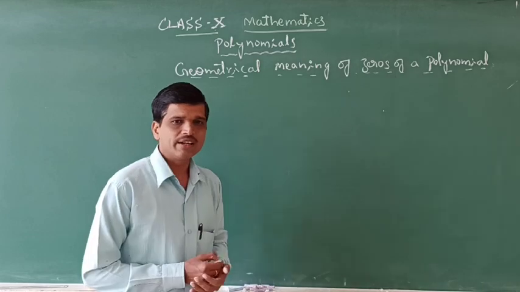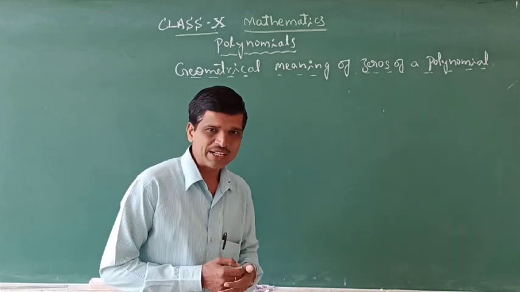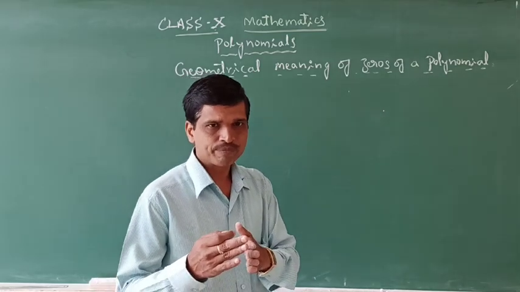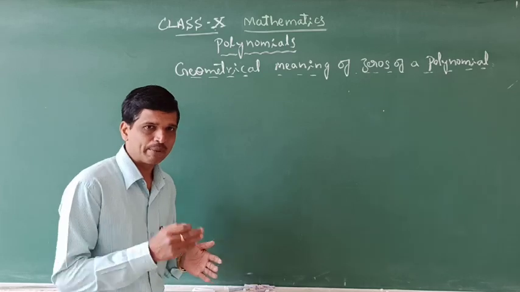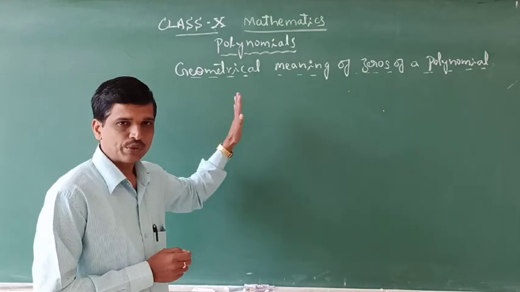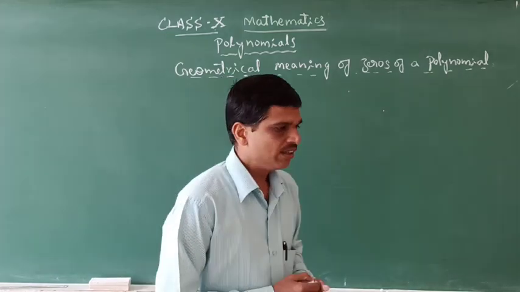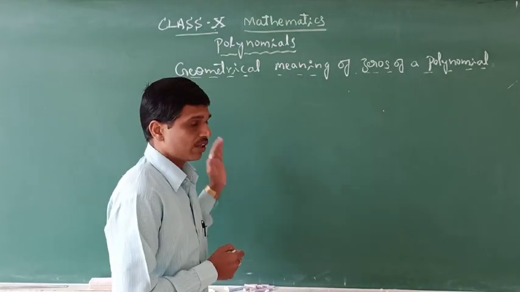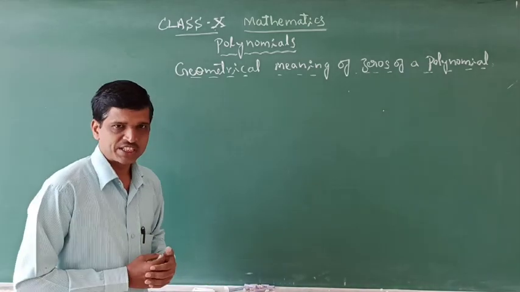Yes, you know that already. What do you mean by zeros of a polynomial? If the value of the polynomial is equal to 0 when the variable takes some value, that value of the variable is known as a zero of the polynomial. In this, we are going to study their exact meaning by using the geometrical representation also.